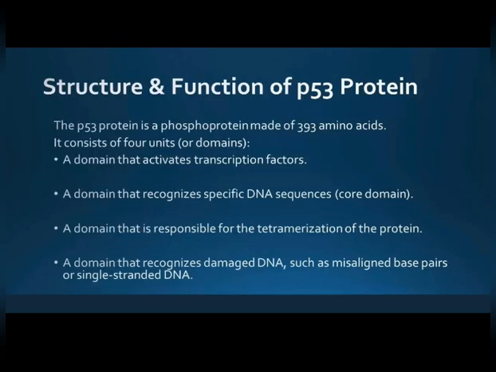Let's see the structure and function of the p53 protein. The p53 protein is a phosphoprotein made of 393 amino acids. It consists of 4 units or domains. First, a domain that activates transcription. Second, a domain that recognizes specific DNA sequences, that is the core domain. Third, a domain that is responsible for the tetramerization of the protein. And fourth, a domain that recognizes damaged DNA, such as mismatched base pairs or single-stranded DNA.